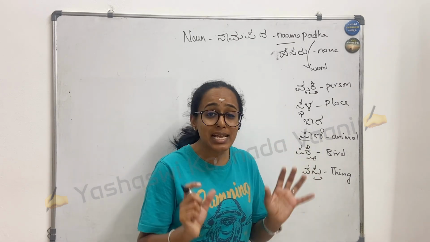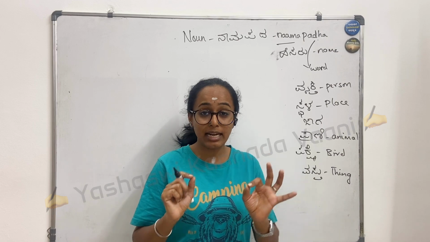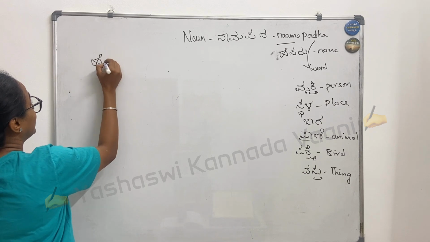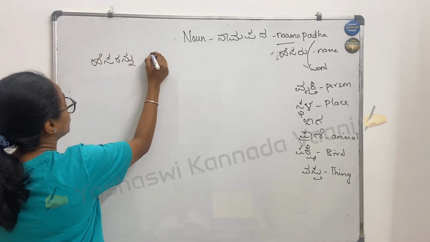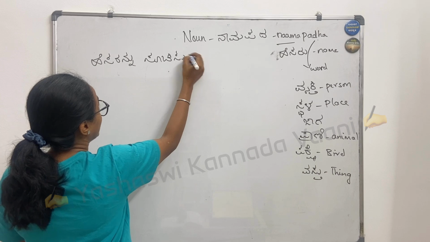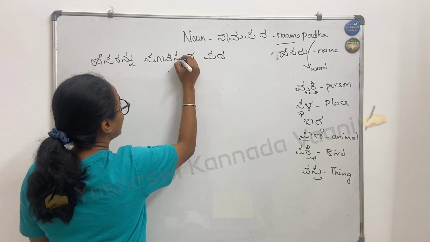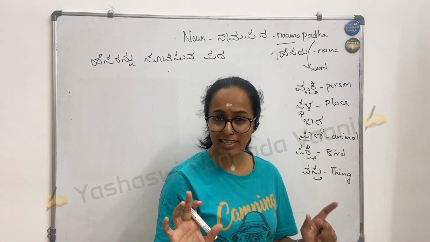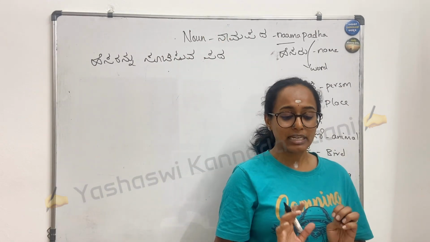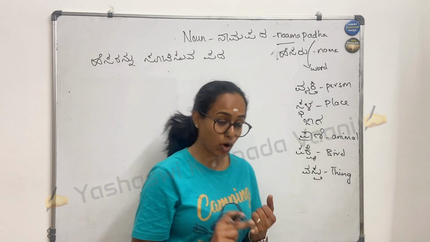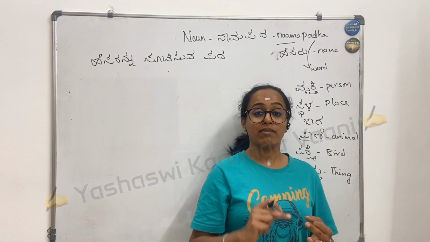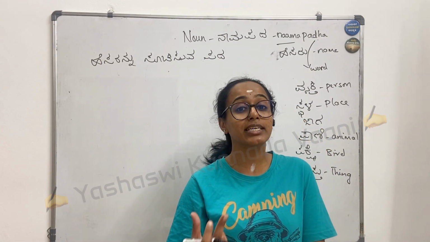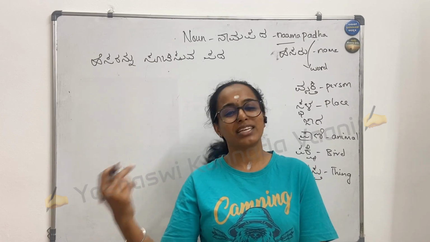So this is the basic definition of a noun. Noun is namapada, ಹೆಸರನ್ನು ಸೂಚಿಸುವ ಪದ, the word that indicates a name is namapada. Simple definition. Okay na? Now in English, we have proper noun, common noun, concrete noun, abstract noun, countable, uncountable, collective, material, alva. Here we have a different set of nouns.